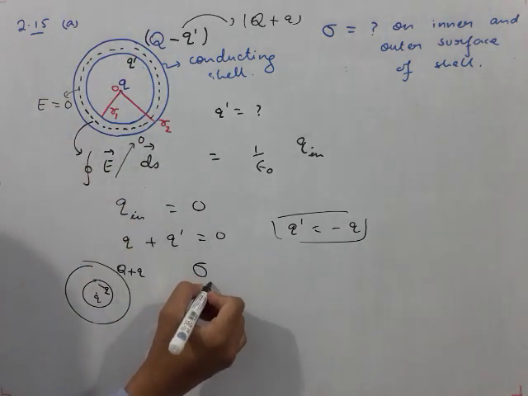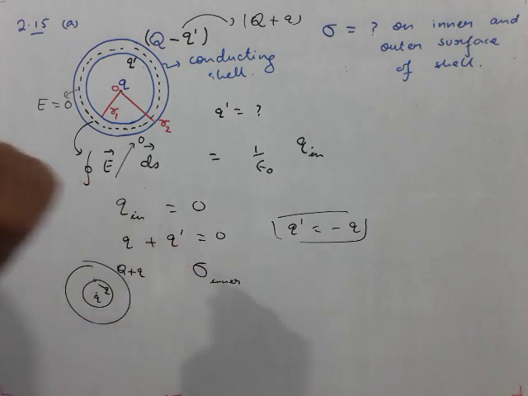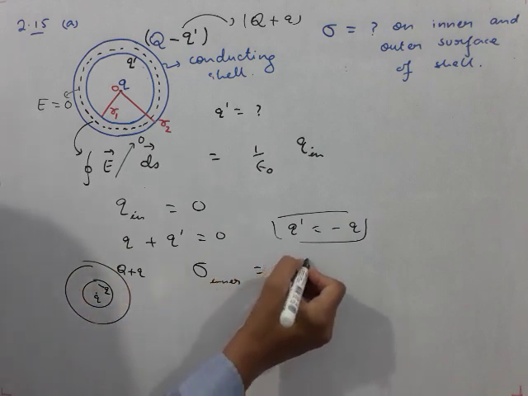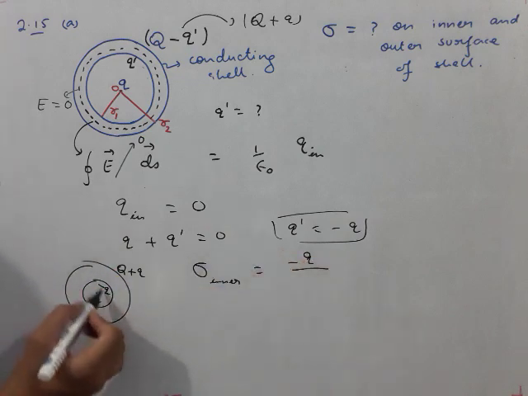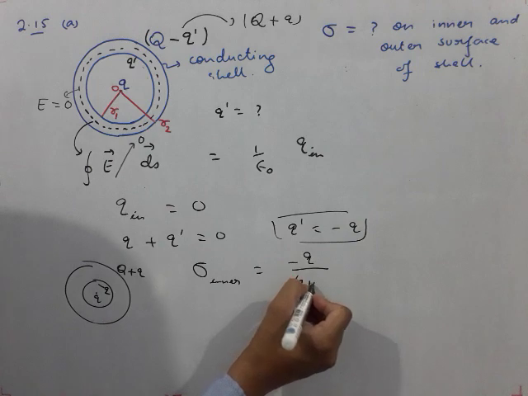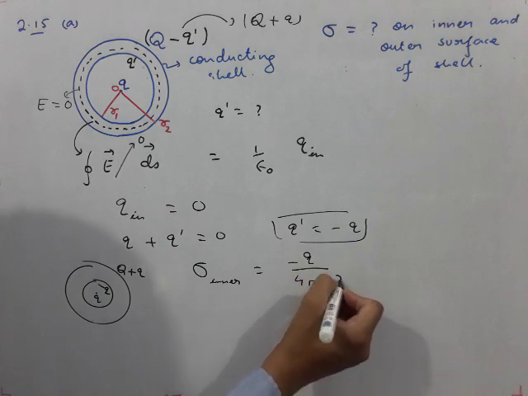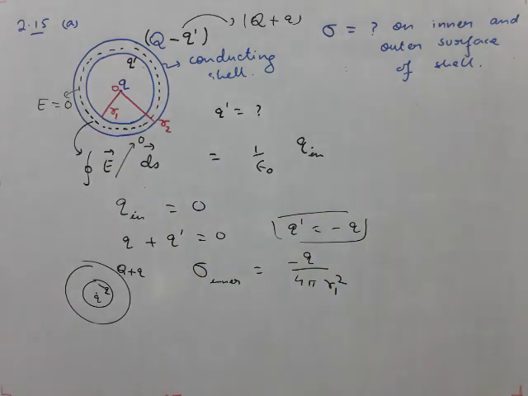Therefore surface charge density on the inner surface, sigma inner, will be: charge is how much? Minus q upon this area. What is this surface area? 4 pi radius square. Inner radius is how much? R1. So that is the answer.